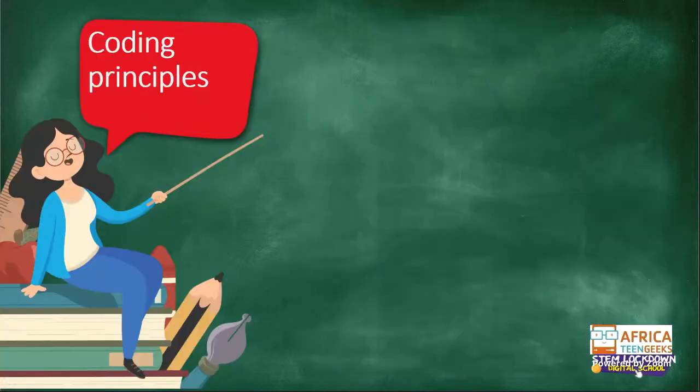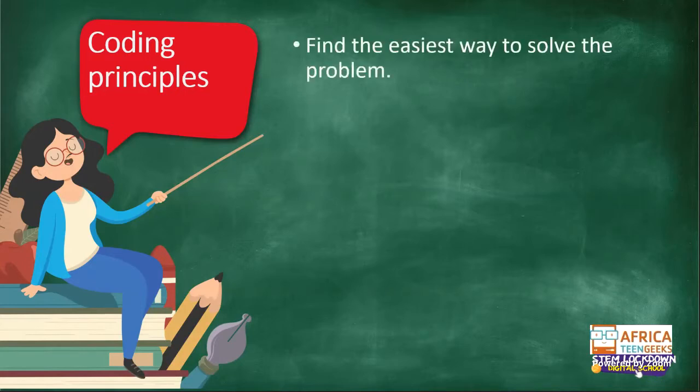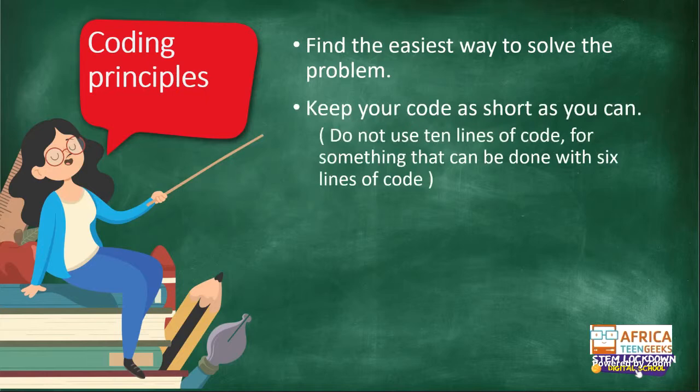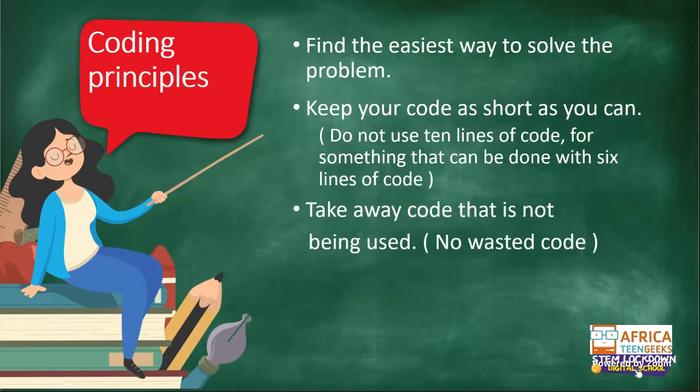I'm going to review these coding principles with you before every coding lesson, and the reason is this is the foundation that you will build your coding knowledge on for the future. They are not so important now while we are working on the platforms that we are, but it's always good to learn good habits from the start. So we want to always find the easiest way to solve the problem, and we also want to start with solving the easiest problem first. That just makes our workflow when we code much easier and faster. The next one is keep your code as short as you can. So do not use 10 lines of code, or in our example, 10 blocks of code for something that you can do with 6 blocks of code. And then the last one says take away code that is not being used, so we can make sure that there is no wasted code on our workspace.